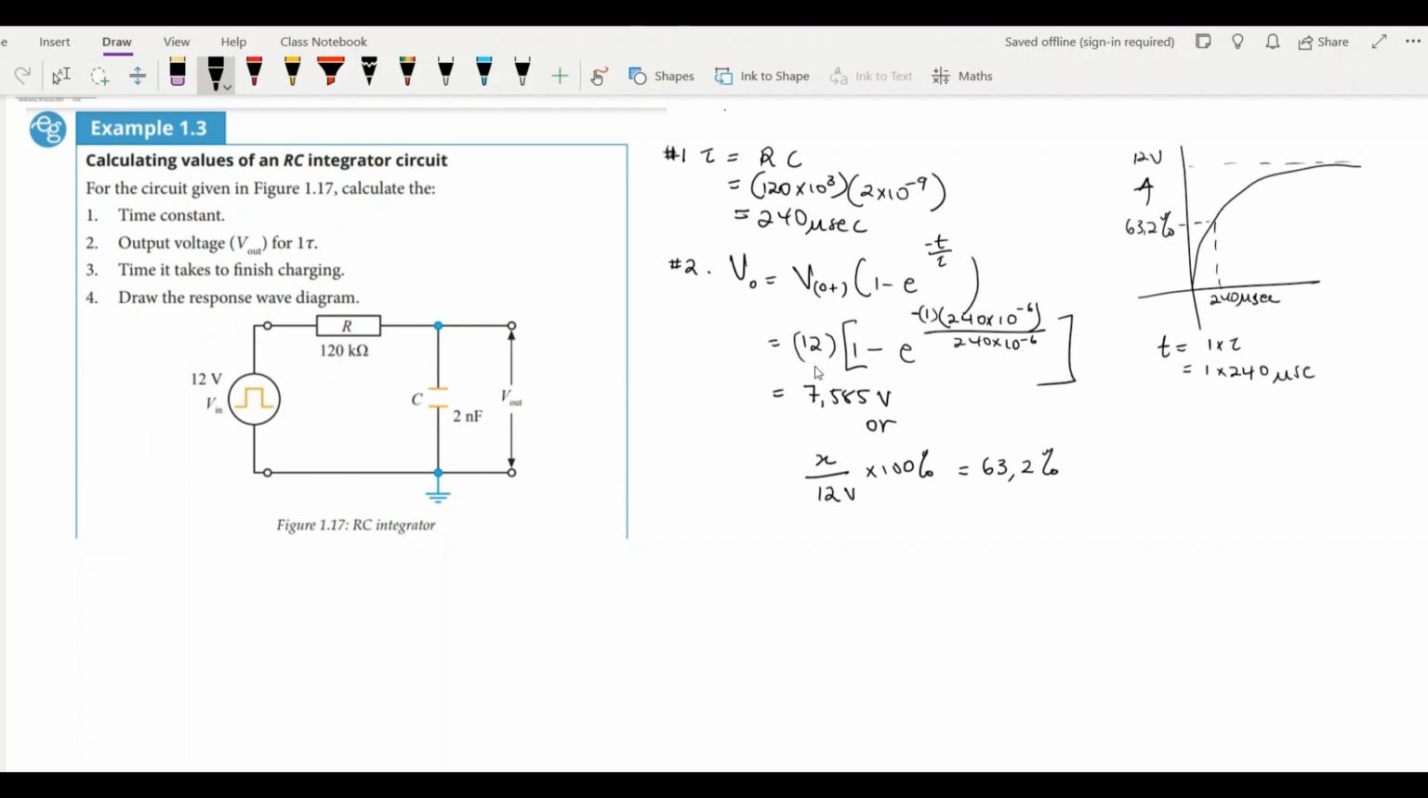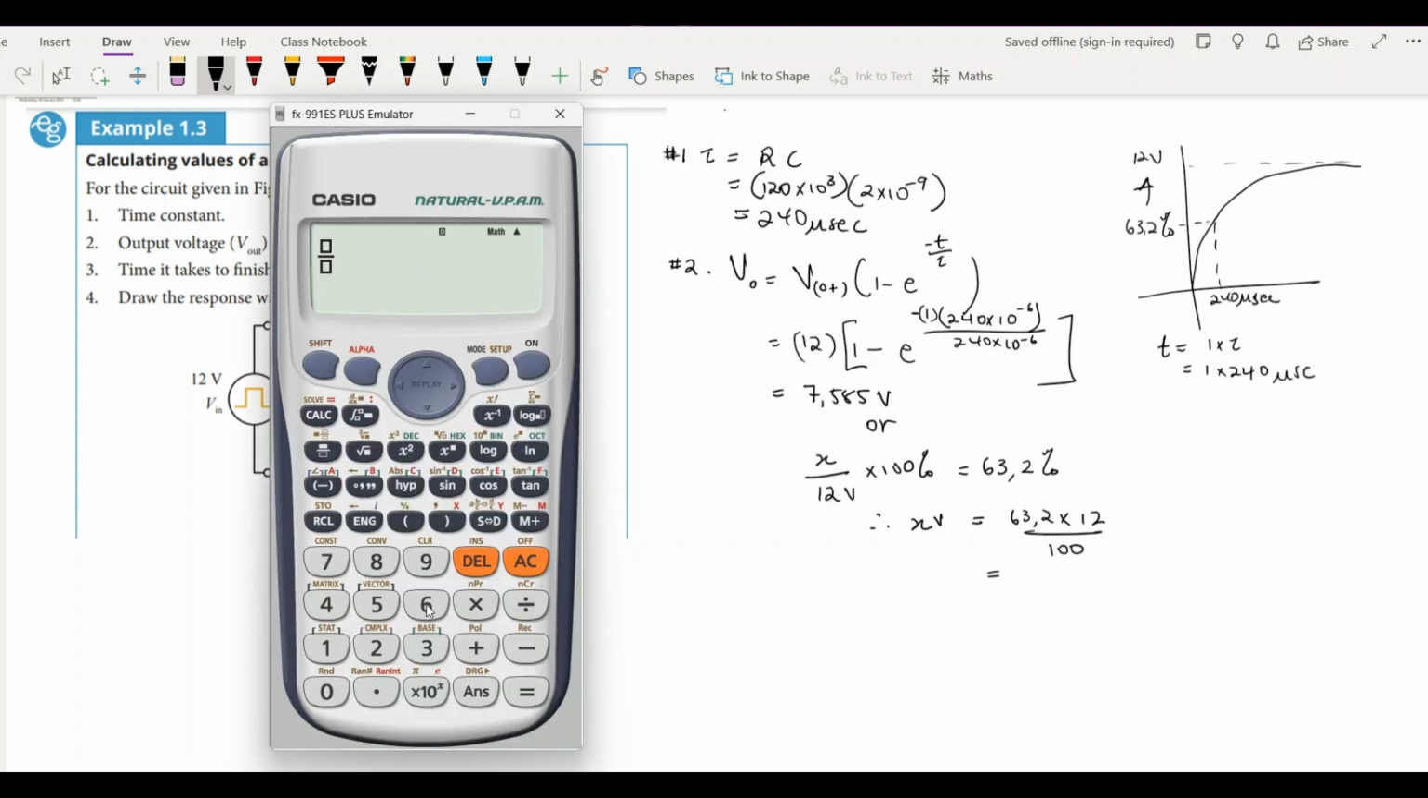Now we need to solve for the value of X. When you want to solve for the value of X, you would do your math. X volts would be given by 63.2 multiplied by 12 divided by 100. That should give us the value of X. So let us see, 63.2 multiplied by 12 divided by 100. What is that?